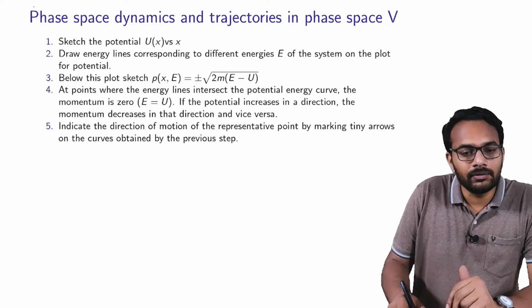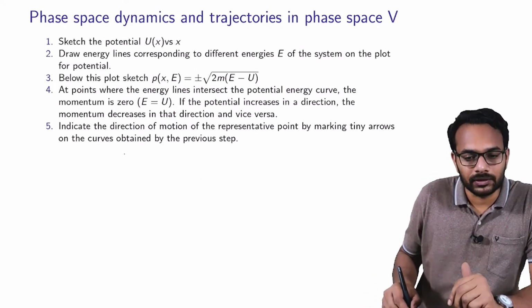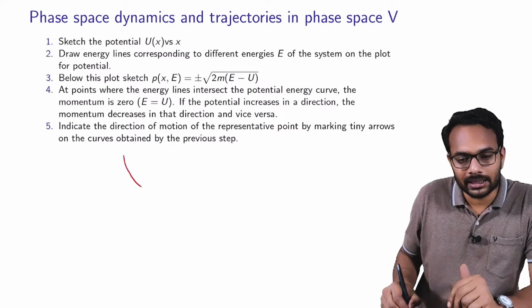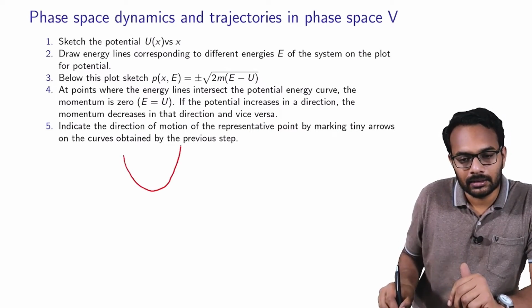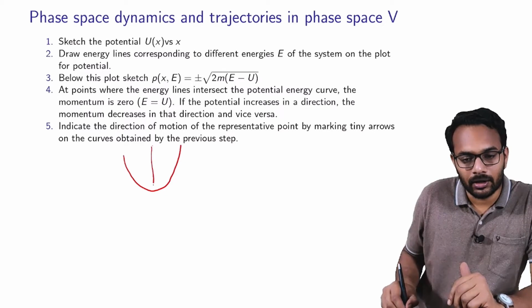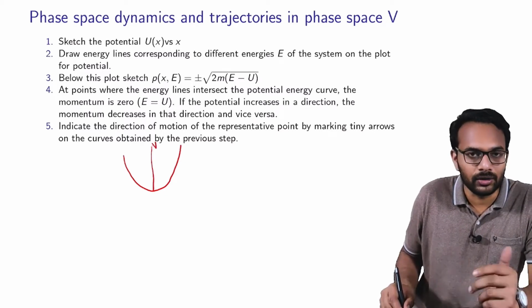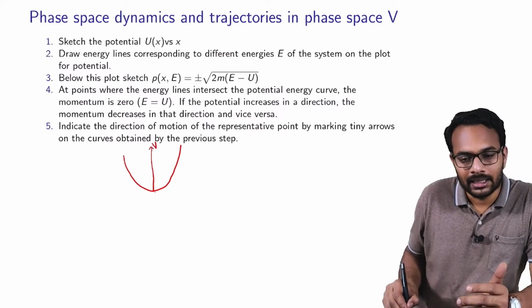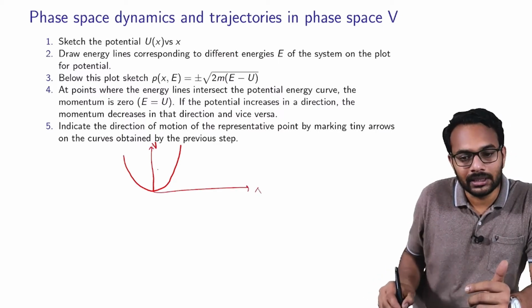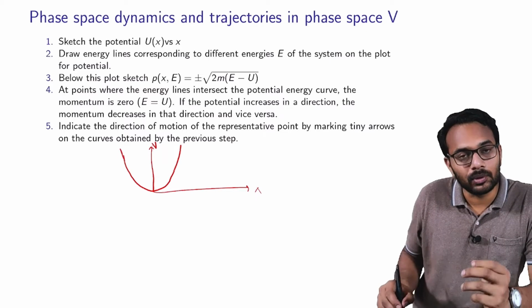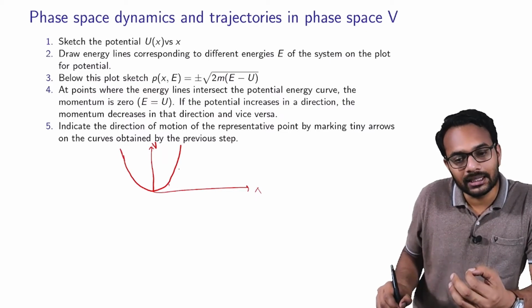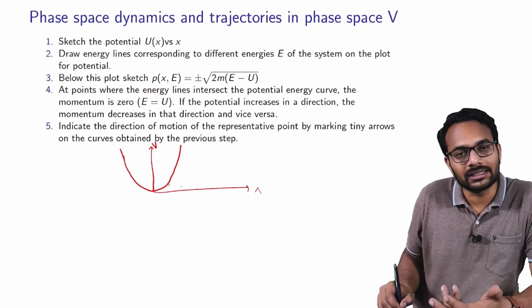So we need to sketch the potential first. So first you plot the potential like that. Here along the vertical axis we are plotting V or U, whichever is the case, and this is the x-axis. So what does this plot tell us? This plot gives us the potential energy at different points.